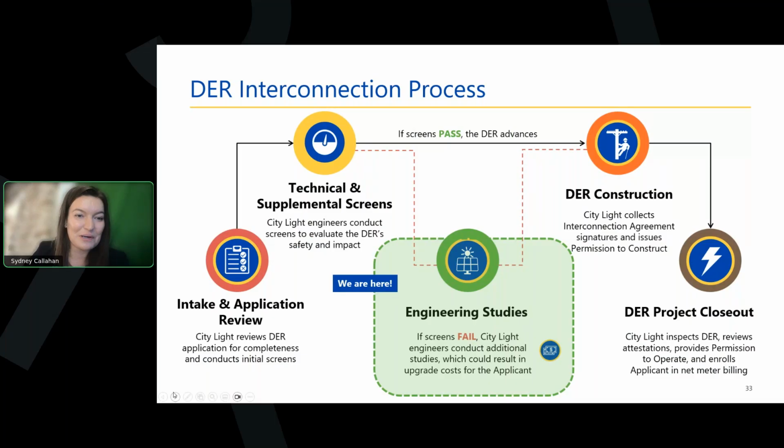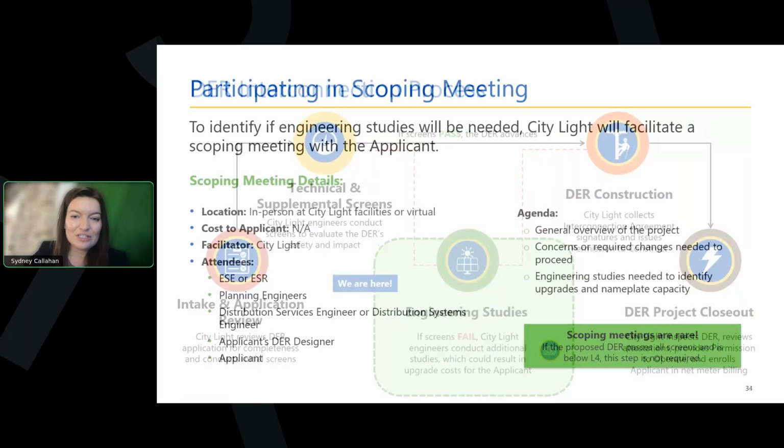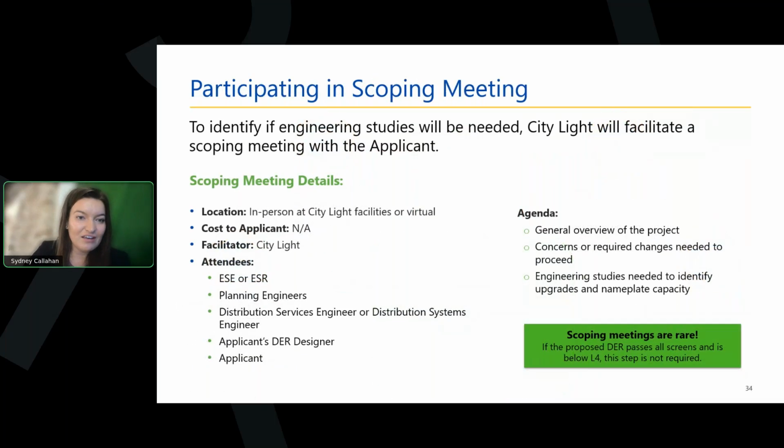So to identify if engineering studies are needed, and if so, which ones, City Light will facilitate what's called a scoping meeting with the applicant. These can be virtual or in person, and they come at no cost to the applicant. During the scoping meeting, the attendees will discuss the project, any concerns or changes that might be needed, and what engineering studies might be best to help learn more about any of the upgrades that could be needed.